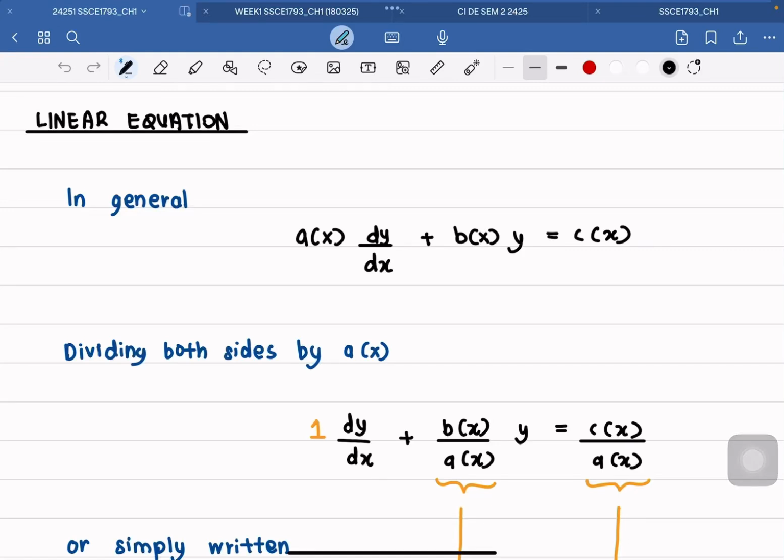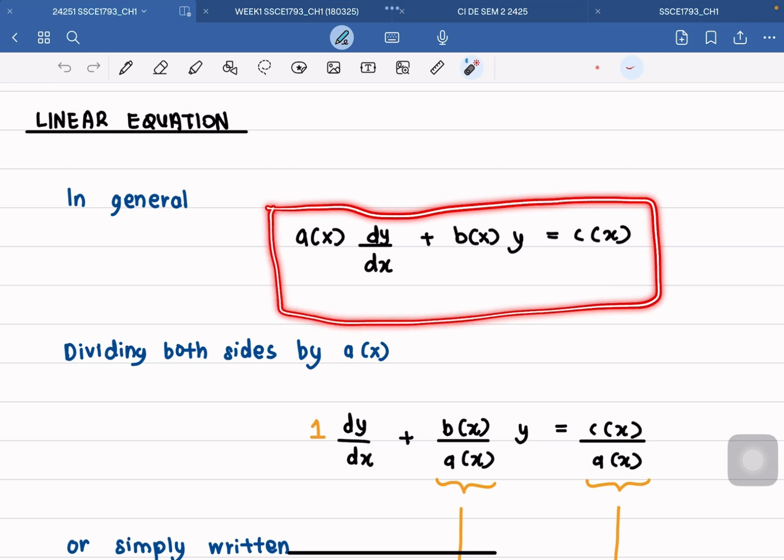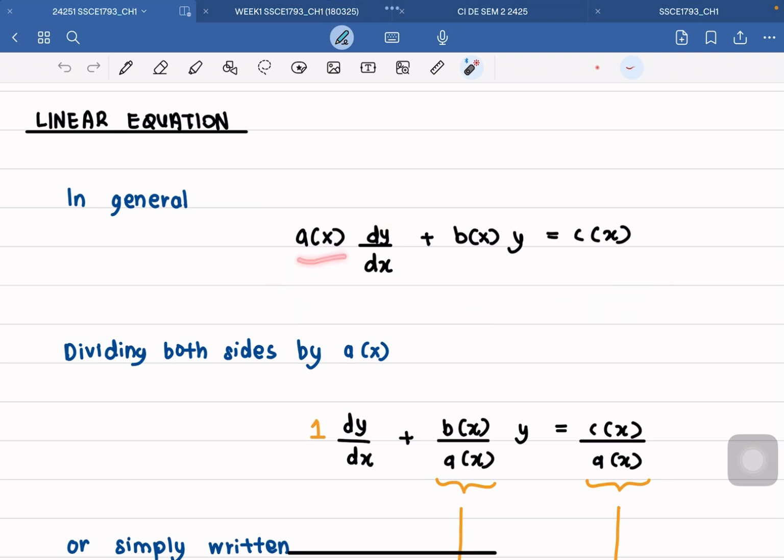So today we are going to proceed with the next method in solving differential equations, which is the linear equations. In general, this is the equation that we have: a(x) dy/dx + b(x) y = c(x). When we talk about linear equations, the coefficient of the first term must be equivalent to 1.